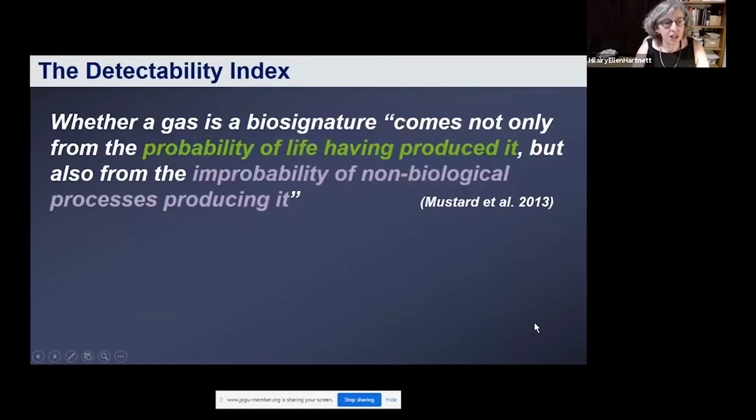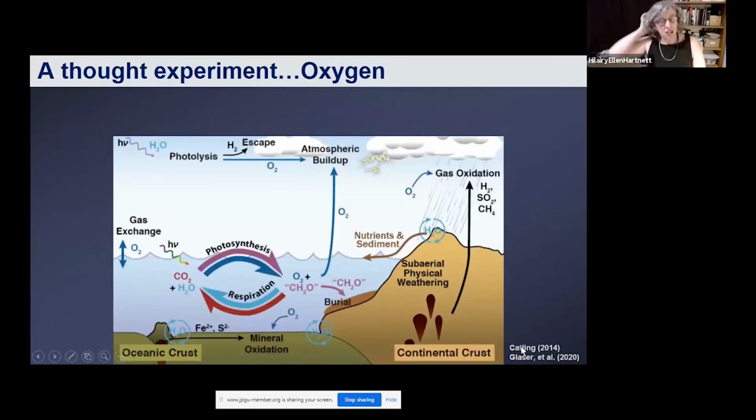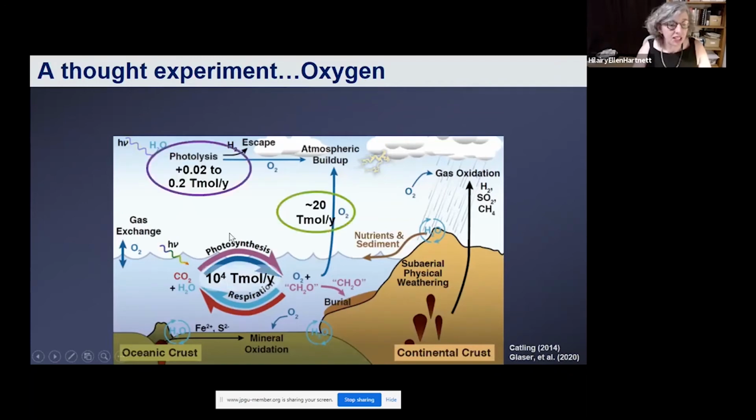We can apply our detectability index to a water world planet and ask, what's the likelihood that oxygen is a good biosignature? We'll do this as a thought experiment. So we'll start with the Earth. This cartoon is a model of the Earth's biogeochemical cycles for oxygen. And it's based on a paper by Catling and a recent paper by my graduate student, Donnie Glazer, that came out this year. And what you can see is that photosynthesis and respiration are big fat arrows.